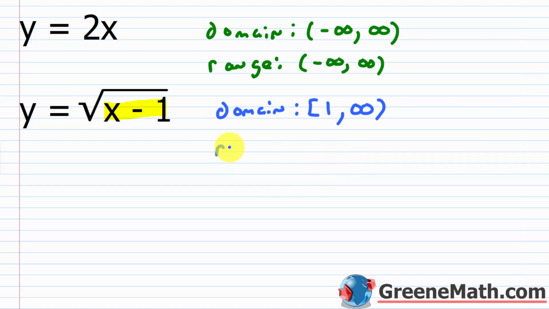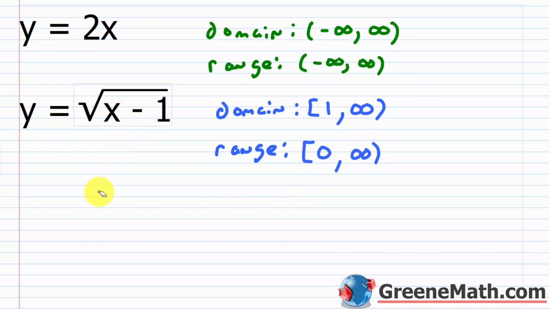So now let's think about the range. So what is the range? So if we think about this carefully, again, the smallest value I can plug in for x is going to be a 1. If I plug that in, 1 minus 1 is 0. Square root of 0 is 0. So the range would start at 0. That's the smallest it can be. And then it can be any positive number out to positive infinity. So from 0, including 0, out to positive infinity.